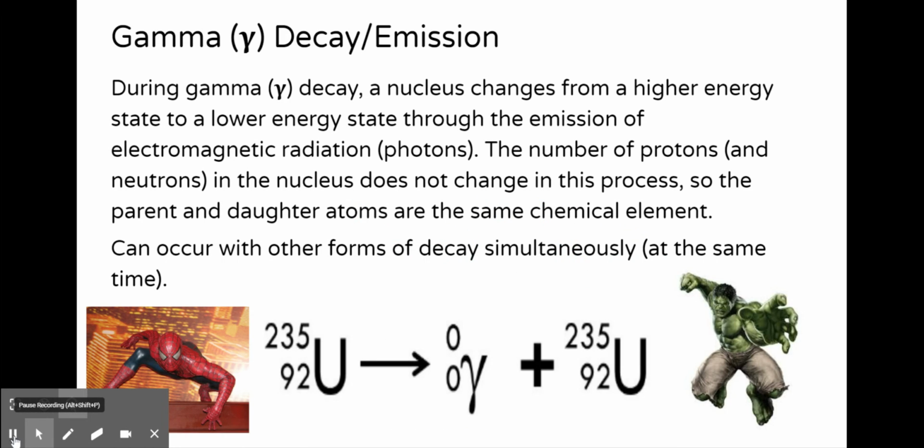Last but certainly not least is gamma decay, or emission. During gamma decay, a nucleus changes from a higher energy state to a lower energy state through the emission of those electromagnetic gamma photons. The number of protons and neutrons in the nucleus does not change in this process, so the parent and the daughter atoms are the same chemical element. It can occur with other forms of decay simultaneously.